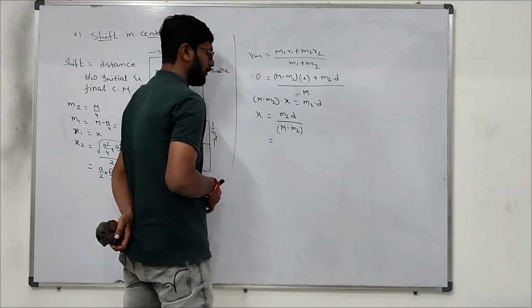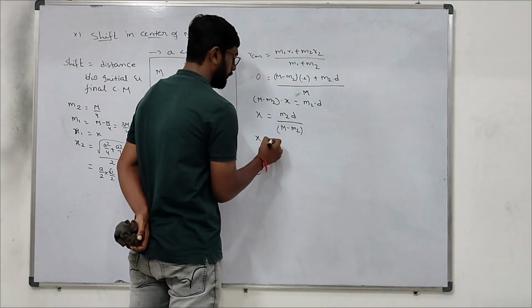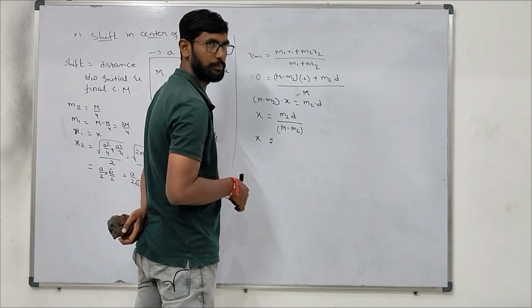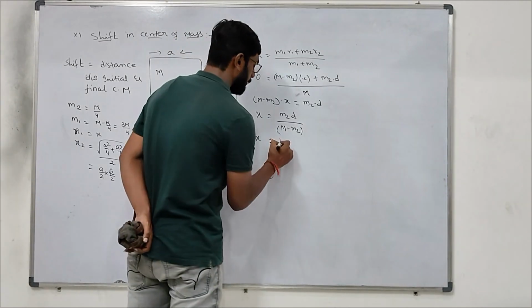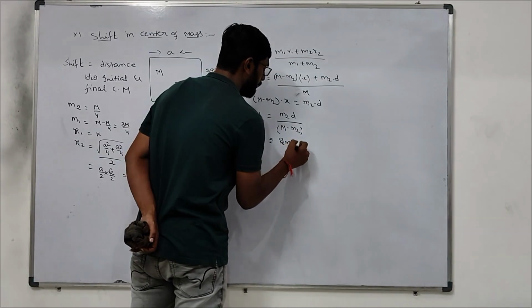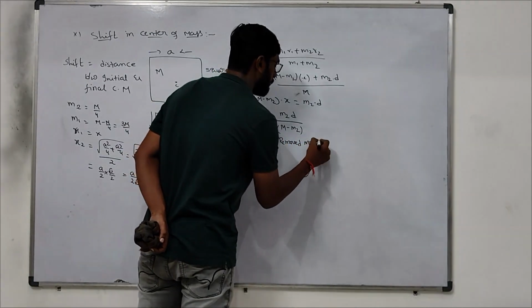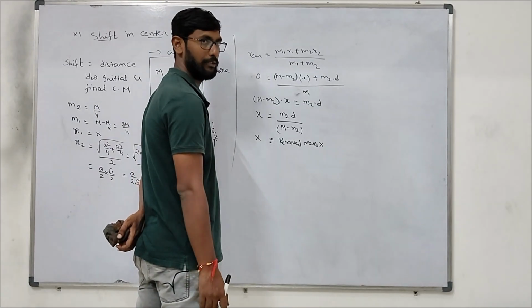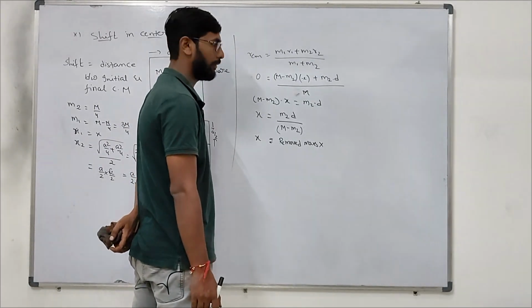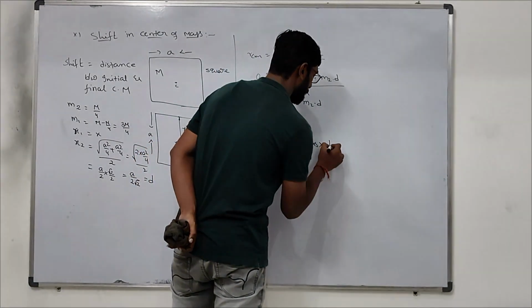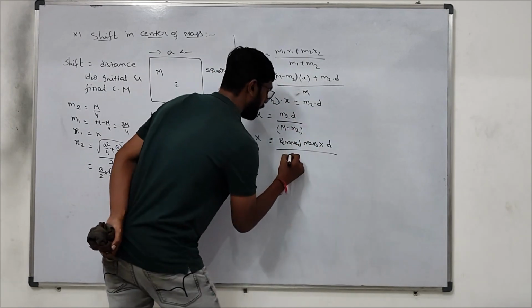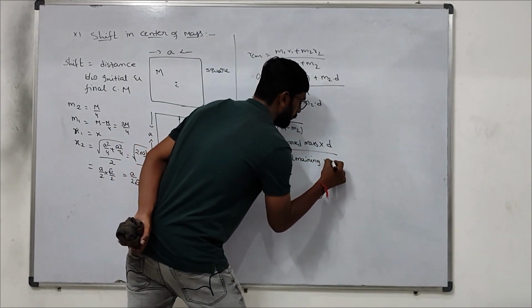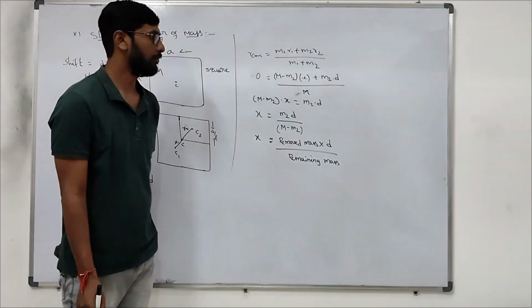Right? So x equals what? M2 is what? M by 4, the removed mass. Removed mass only, no? Into d, which is the distance from the center of mass. So d by the remaining mass. This is the remaining mass.